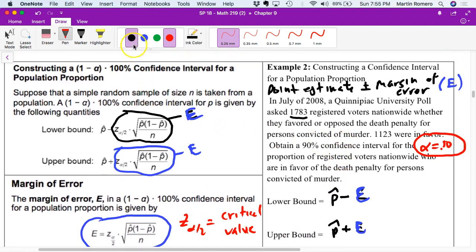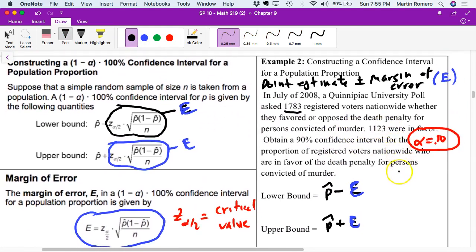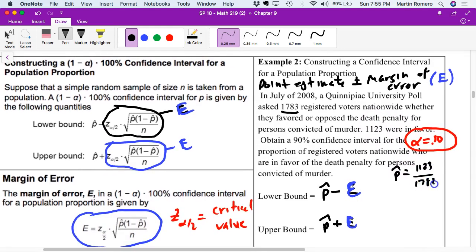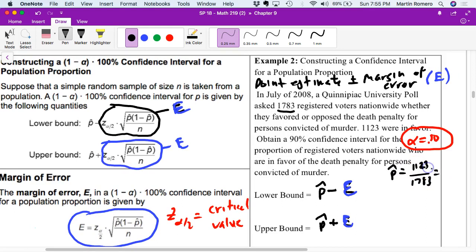In this case here, our P hat for this problem is going to be equal to 1123 divided by 1783. And so that's our P hat for this problem here. 1123 divided by 1783, 0.6298, or approximately 0.630 is what we would have there.